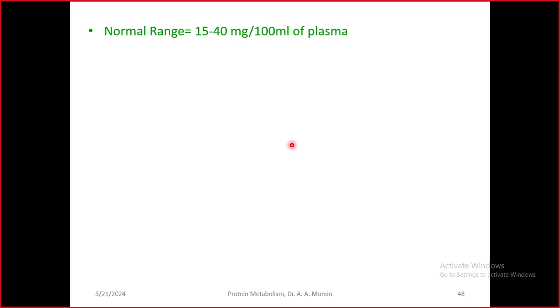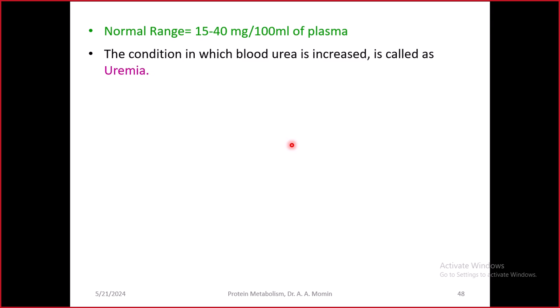The normal range of urea is 15 to 40 milligram per 100 ml of serum or plasma. The condition in which urea level is increased above normal, that is above 40 milligram per deciliter, is called uremia, not hyperurea. Remember, for increased level of urea, the condition is named uremia.